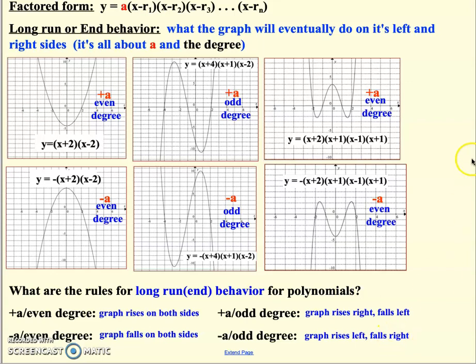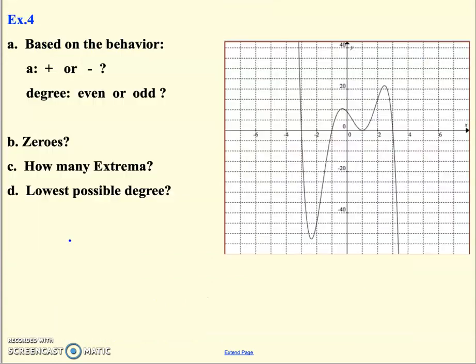Okay, so behavior is just one more piece of the puzzle to understanding what a polynomial graph, higher degree especially, would look like. You want to have an idea going in: here's what my graph looks like based on its behavior. So based on the behavior, what is going on here? Well, first of all, the degree is definitely odd. I know it's odd because one side is going down and one side is going up. That's opposite side behavior. Because the right side goes down, that means my a must have been negative.